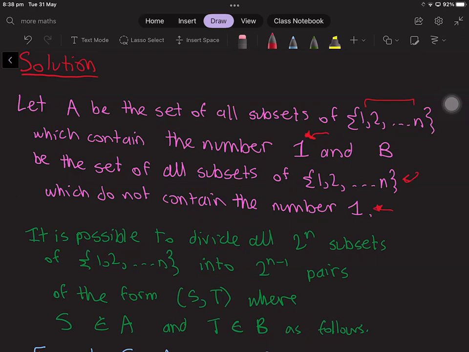So what you can see is we can divide all the subsets of numbers from 1 to n into two classes. Either they go into A or they go into B, depending on if they contain the number 1 or not. So the sets A and B form a partition of all the subsets.